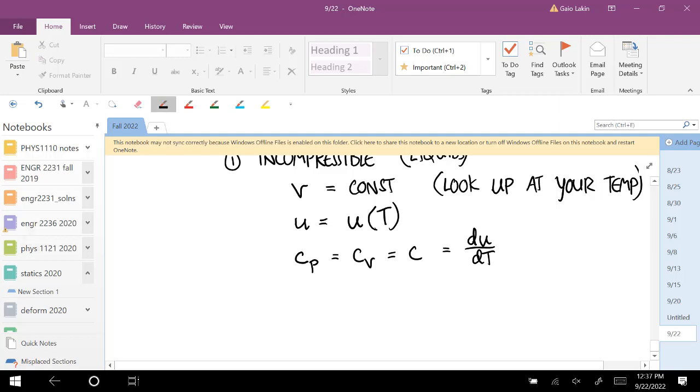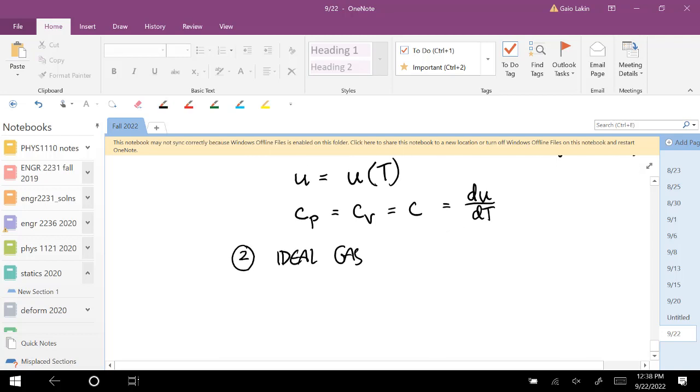And the second simplified model is the ideal gas model. That's based on the ideal gas law, which for us has the form P times specific volume is equal to RT, where this R is the universal gas constant divided by the molar mass of the gas.